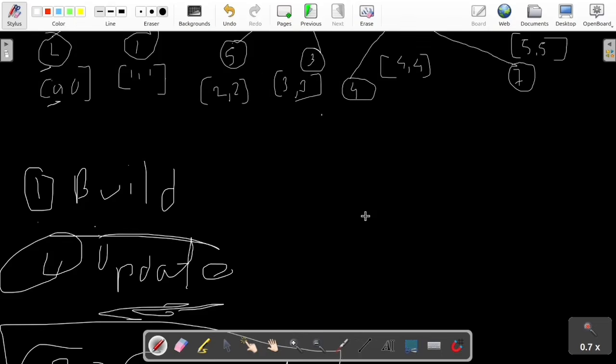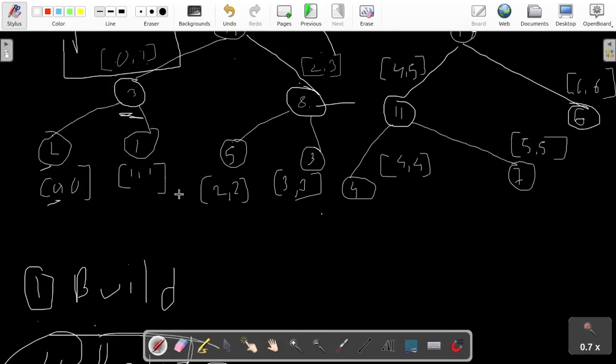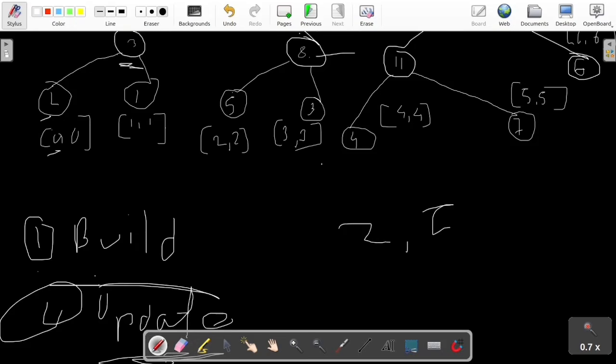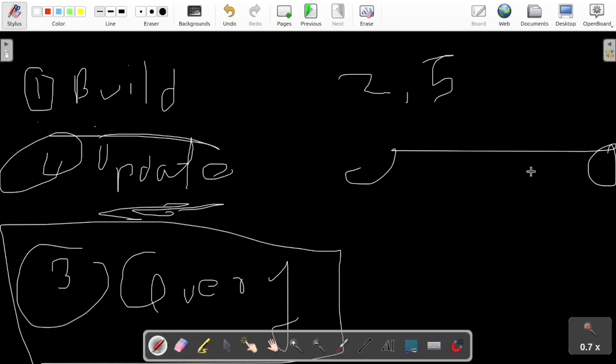Now, let me explain here. We are here at 0, comma 1. You return a 0 from here. Now you are on 2, comma 3. Just tell me how 2, comma 3 is overlapping with our current range 2, comma 5. This is my 2 to 5: 2, 3, 4.